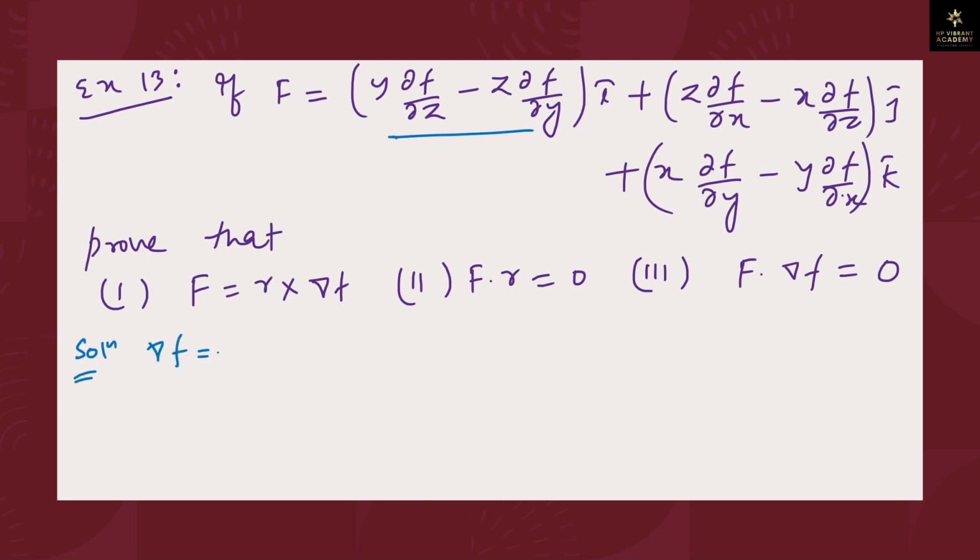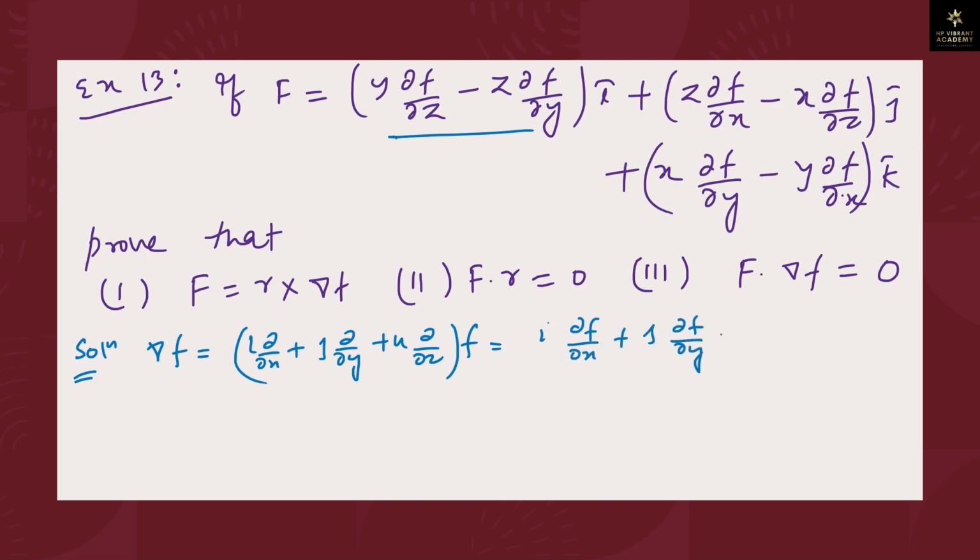So del of f is equal to i del upon del x plus j del upon del y plus k del upon del z of f. Okay, so this is equal to i del f upon del x plus j del f upon del y plus k del f upon del z. Okay, so this is del f, and value of r is x i cap plus y j cap plus z k cap.